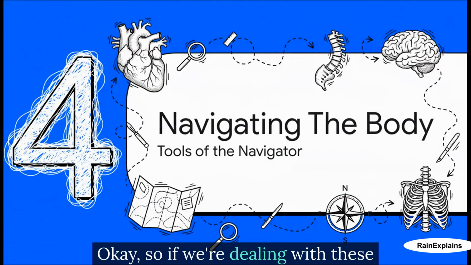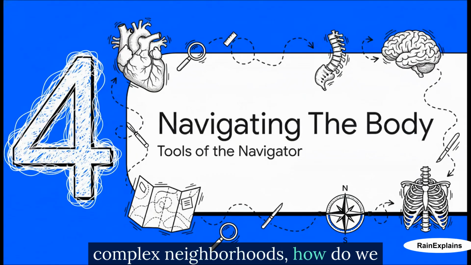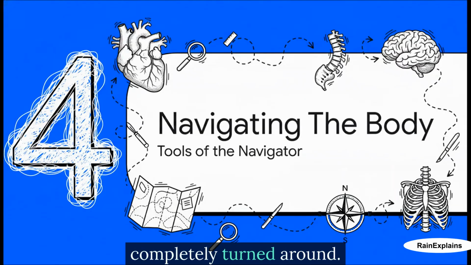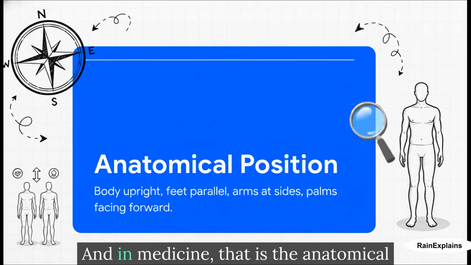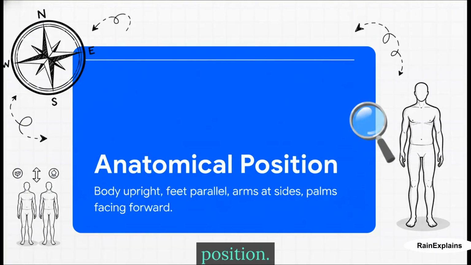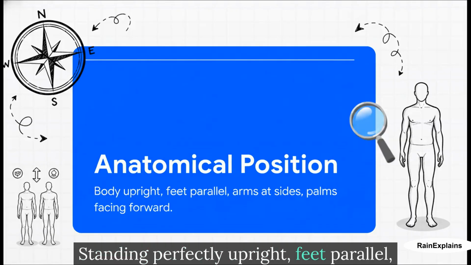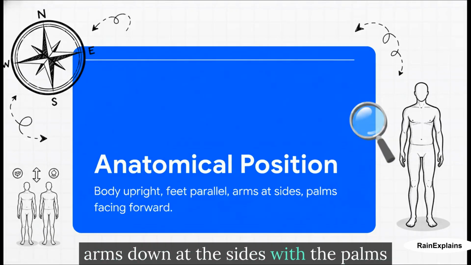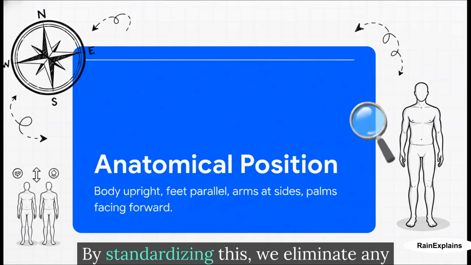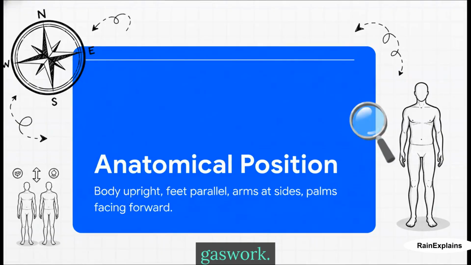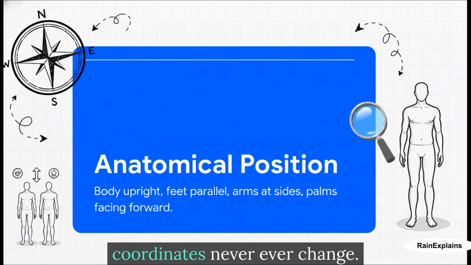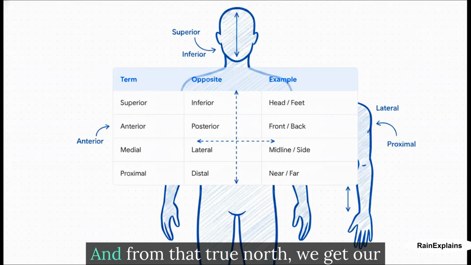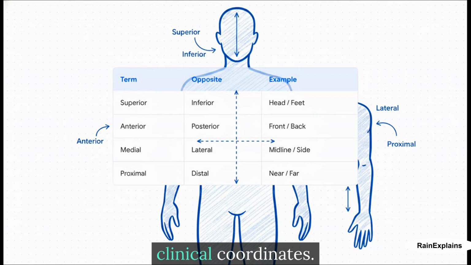Okay, so if we're dealing with these complex neighborhoods, how do we navigate them without getting completely turned around? We need a compass. We need a true north. And in medicine, that is the anatomical position, standing perfectly upright, feet parallel, arms down at the sides with the palms facing forward. By standardizing this, we eliminate any guesswork. It doesn't matter if a patient is lying face down or flat on their back, the map's coordinates never, ever change.